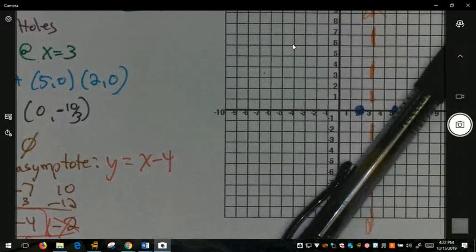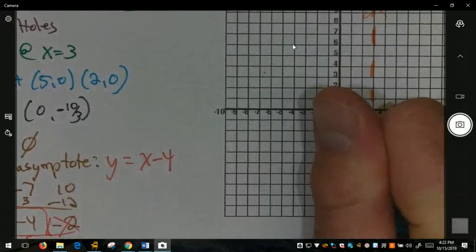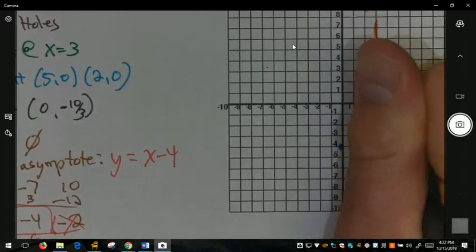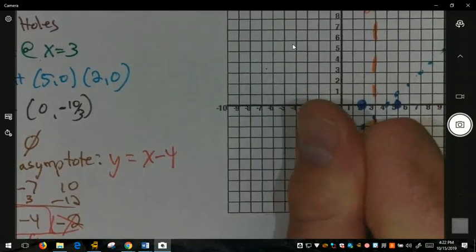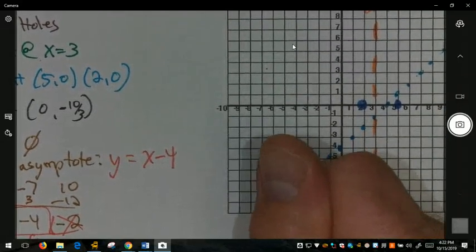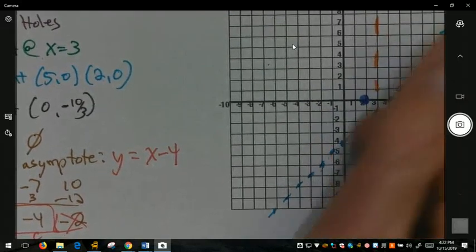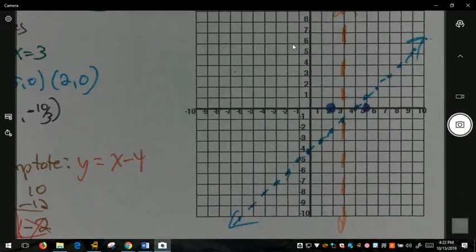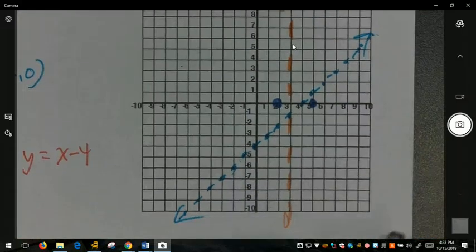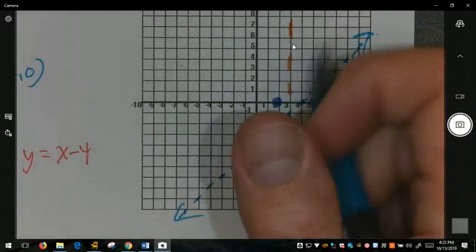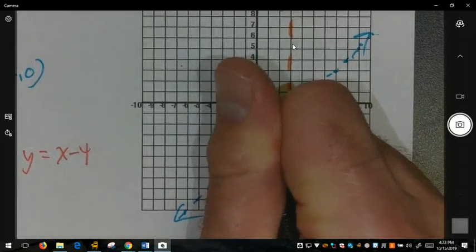I'm going to use slope-intercept form to graph that. That would be a slope of 1 starting at negative 4, going up 1 over 1. I'm just going to quickly do some dots here to make a nice little dashed line for that slant asymptote. Put a dash mark through each one of those dots. There's our slant asymptote. Now I need some values because that's all I have. I have a y-intercept of (0, negative 10 thirds), which is negative 3.3. So my y-intercept is here.